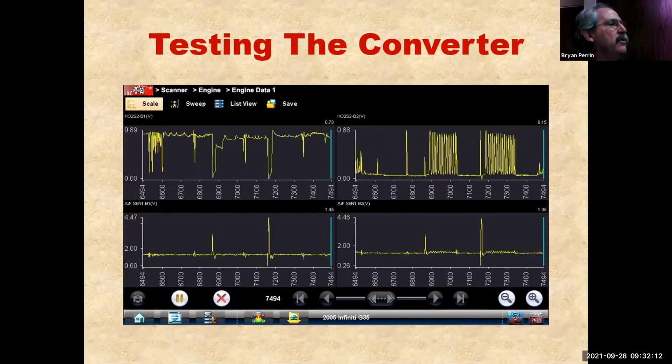I can zoom out to 1,000 rounds of data. And what I found was at idle, everything looked kind of okay. But when I revved up, you really saw the activity. The other interesting thing is see how at idle, I had high voltage here, meaning the converter is oxidizing. My output voltage is high, which is what I'd expect to see on a car that uses rear fuel trim or a car that uses OSC testing.